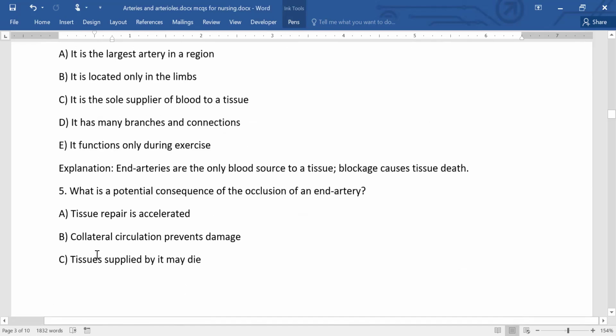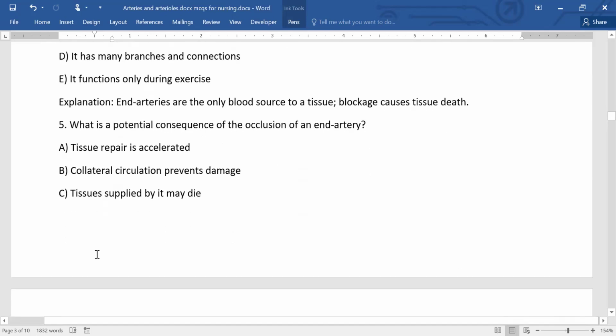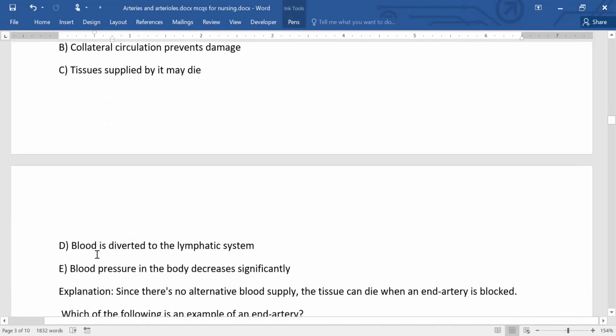Blockage causes death. What is a potential consequence of occlusion of an end artery? So what will happen when an end artery is occluded? Tissue repair is accelerated, collateral circulation prevents damage, tissue supplied by it may die, blood is diverted into the lymphatic system, blood pressure in the body decreases significantly. So the correct answer is the tissue supplied by it may die.